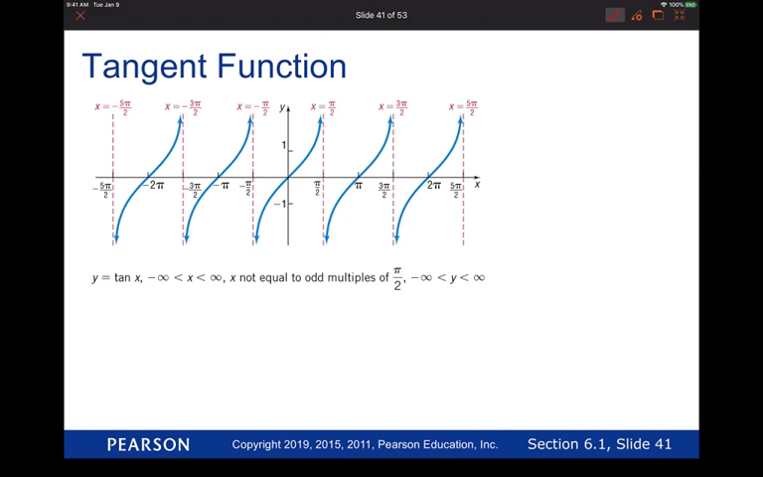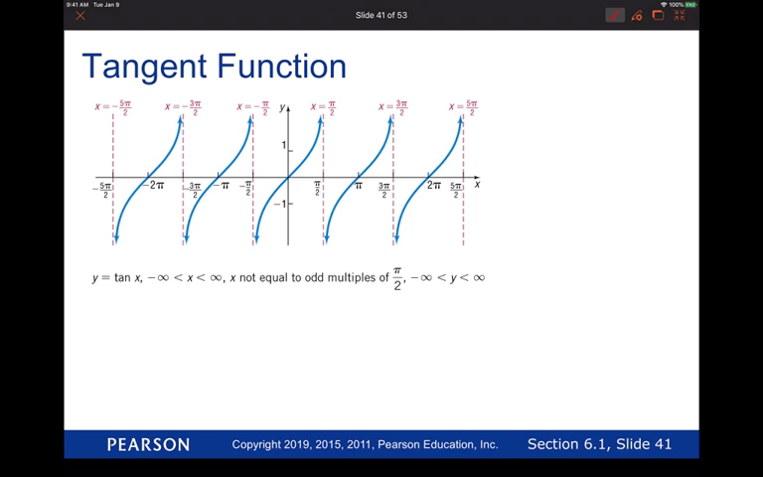If you draw a horizontal line, it touches it infinitely many times. So what was the question? What restriction can we impose on the domain of the tan function? This is the graph of tan. What restriction can we impose on the domain of the tan function so that it passes the horizontal line test?